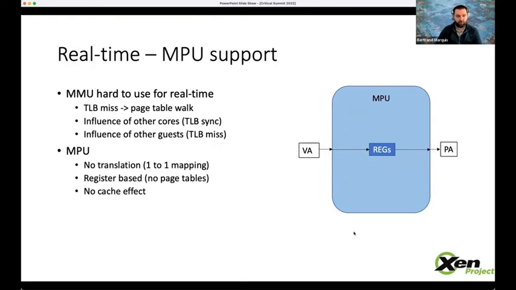An MPU is a much simpler system. There is no translation, so virtual address is the same as physical address. The MPU is only used to restrict accessible addresses and set attributes like cacheable, executable, etc. And the MPU is only using coprocessor registers, so there are no page tables and no cache effects or issues related to TLB miss or sync.